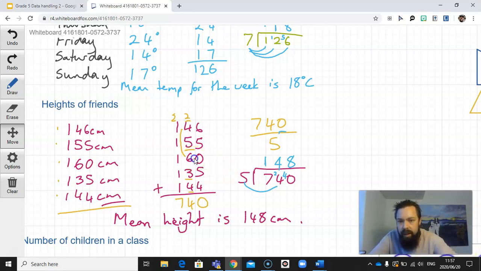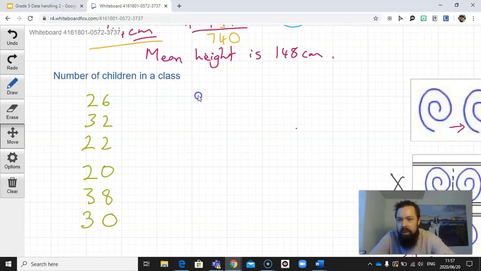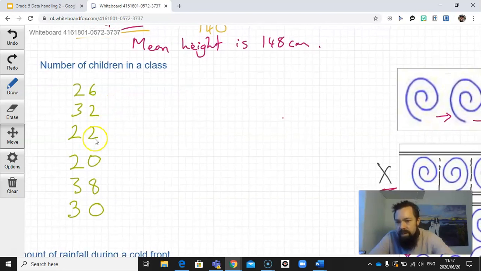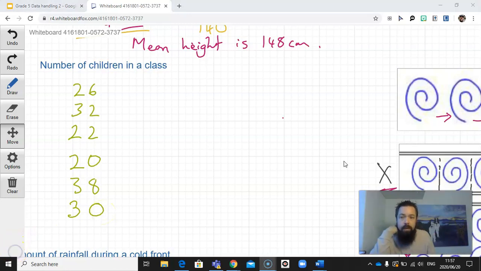Okay, next we're going to have a look at some children, a number of children in a class. We have 6 different classes that we're looking at. So let's see if we can work this out. So again, if you'd like to work this out yourself, just pause the video. I'm going to work it out.